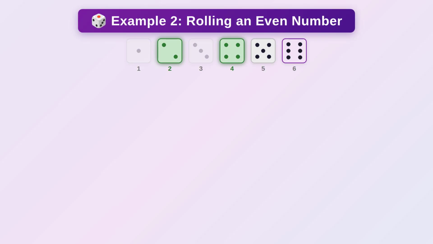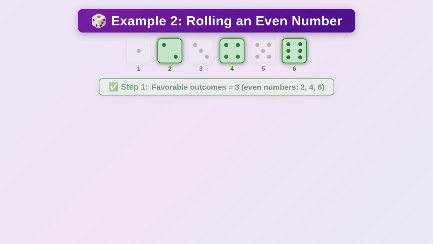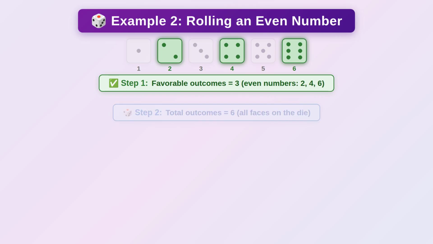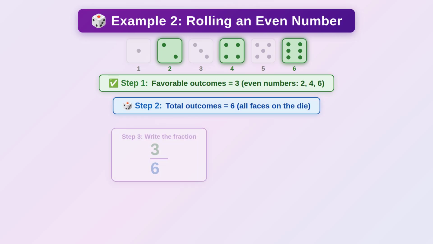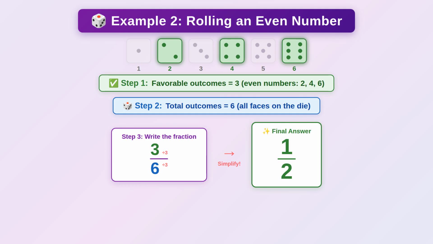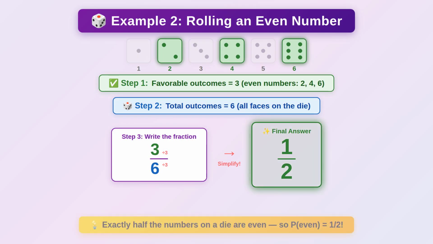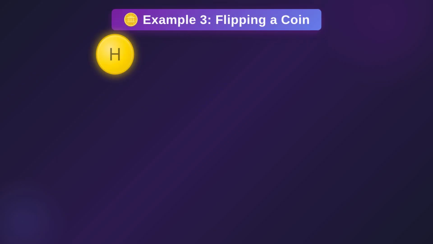Now let's level up. What is the probability of rolling an even number on a six-sided die? Step 1. Find the favorable outcomes. The even numbers on a die are 2, 4, and 6. That's 3 favorable outcomes. Step 2. Total outcomes is still 6, since the die has 6 faces. Step 3. Write the fraction, 3/6. But wait, can we simplify? 3 and 6 are both divisible by 3. 3 divided by 3 is 1, and 6 divided by 3 is 2. So 3/6 simplifies to 1/2. The probability of rolling an even number is 1/2. Makes sense. Exactly half the numbers are even.